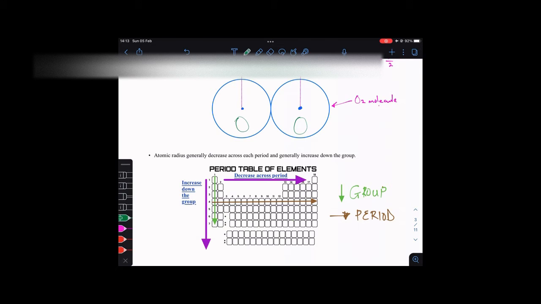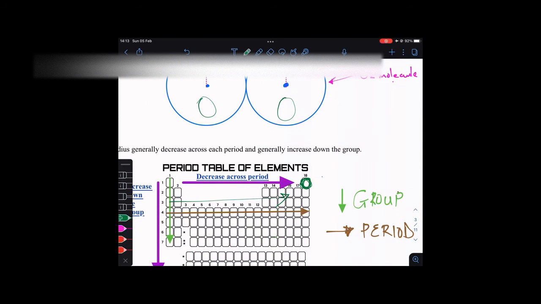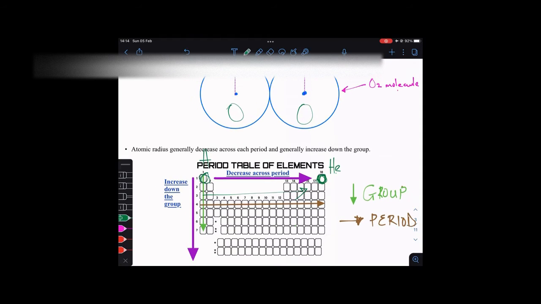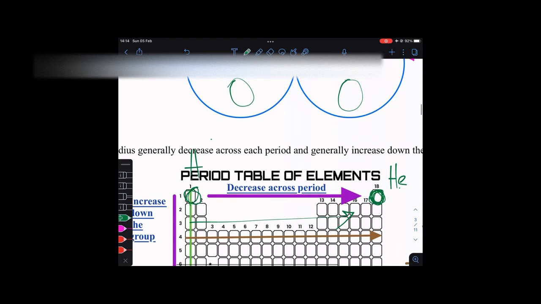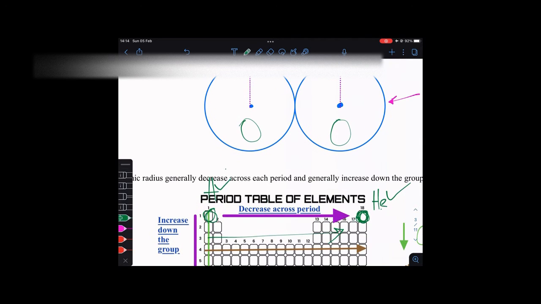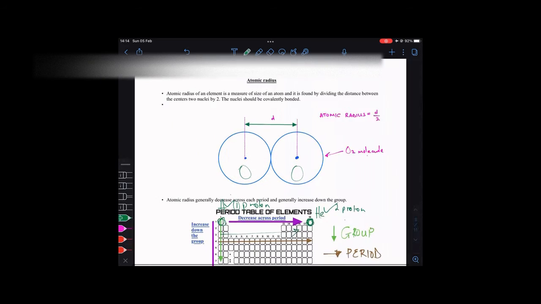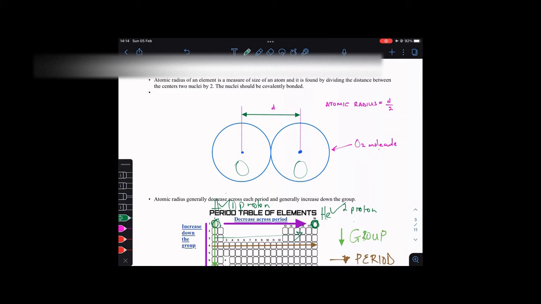So if you see here, it decreases across the period. This is hydrogen and this is helium. The radius of hydrogen is greater than the radius of helium, because why? Hydrogen has one proton, and helium has two protons. So across the period, we increase the number of protons. In this case, it's from one proton to two protons.